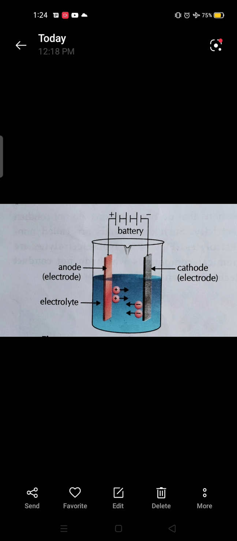It is used in the extraction of metals from their ores. It is used in the manufacturing of chemicals. It is used in the purification of metals, that is electrolytic refining. Examples are many metals: copper, zinc, tin, silver, gold. Okay, they are all refined by this method. This is all about this chapter.